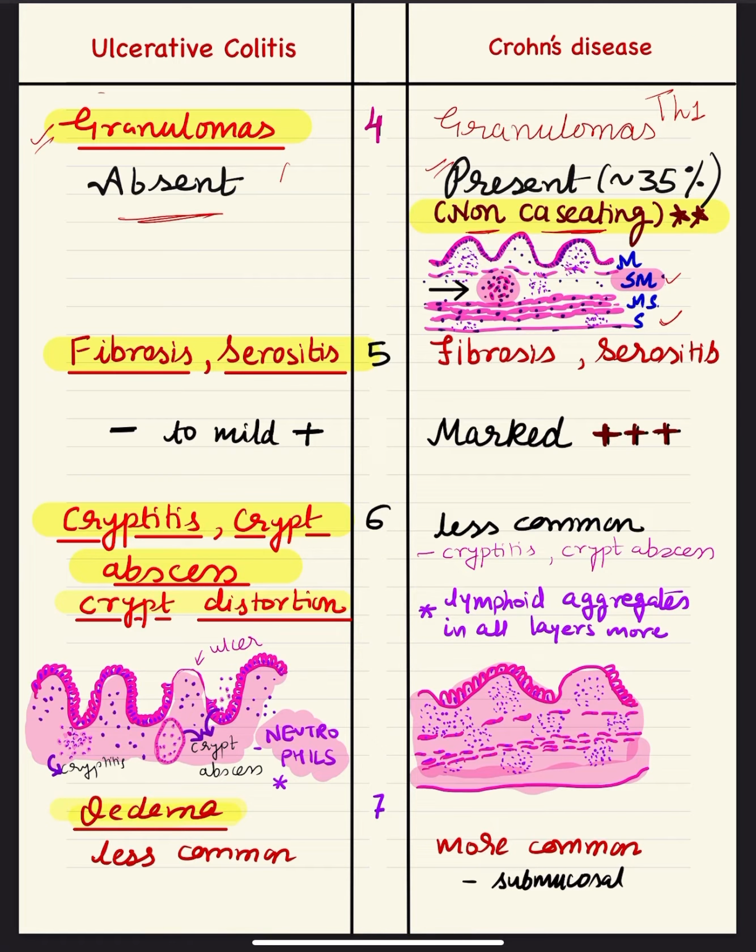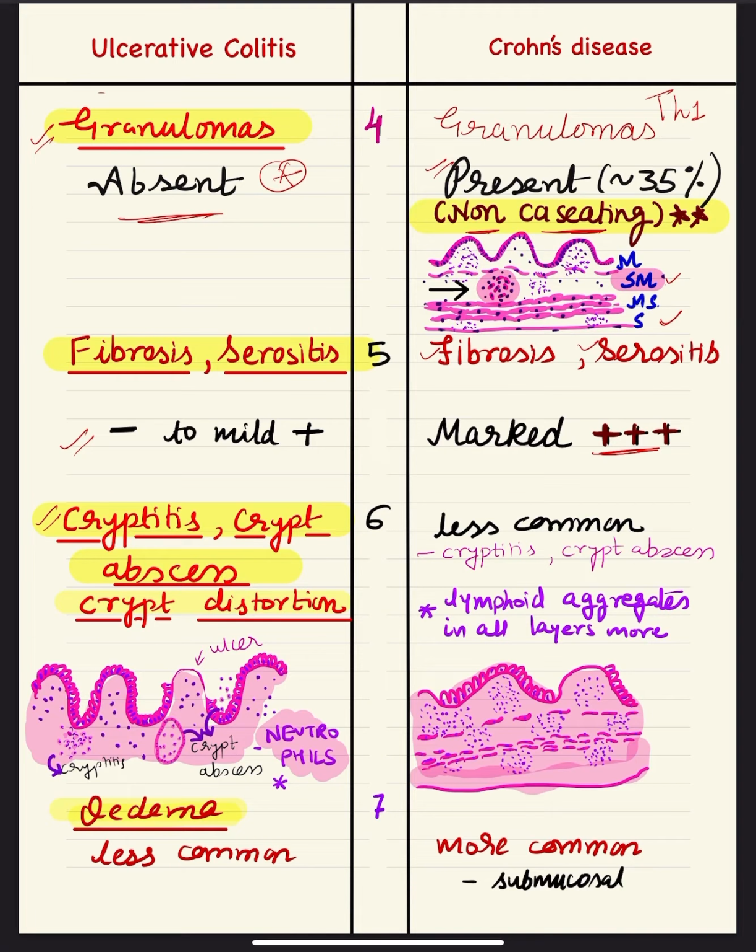Granulomas are characteristically absent in ulcerative colitis, you have to remember. Next, fibrosis and serositis, both will be marked in Crohn's disease because there is transmural inflammation. So there's more inflammation, more fibrosis, and serositis because the inflammation is present up to the layer of serosa. So fibrosis and serositis will be seen in Crohn's disease, while they are absent to mild in ulcerative colitis. Next, there is cryptitis and cryptapsis in ulcerative colitis.